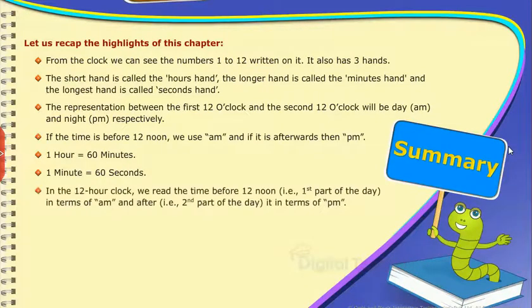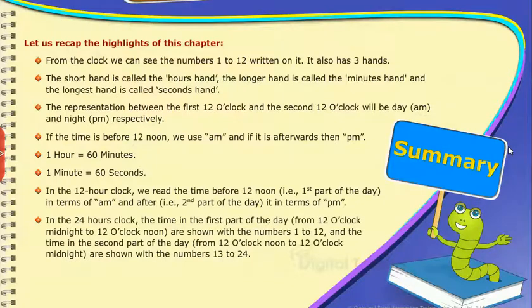In the 12-hour clock, we read the time before 12 noon, that is, the first part of the day, in terms of AM, and after, that is, the second part of the day, in terms of PM. In the 24-hour clock, the time in the first part of the day from 12 o'clock midnight to 12 o'clock noon is shown with the numbers 1 to 12, and the time in the second part of the day from 12 o'clock noon to 12 o'clock midnight is shown with the numbers 13 to 24.